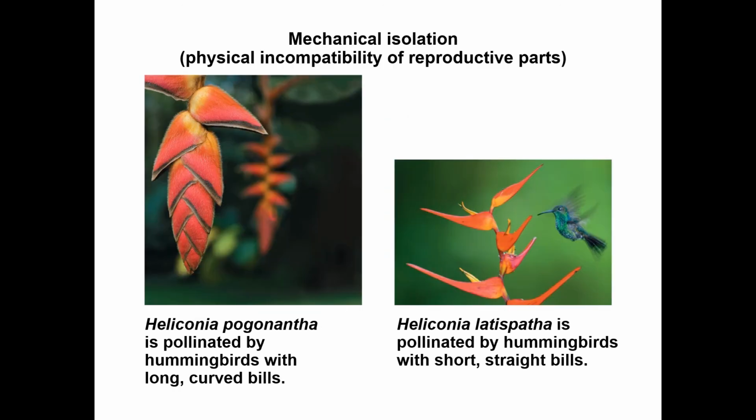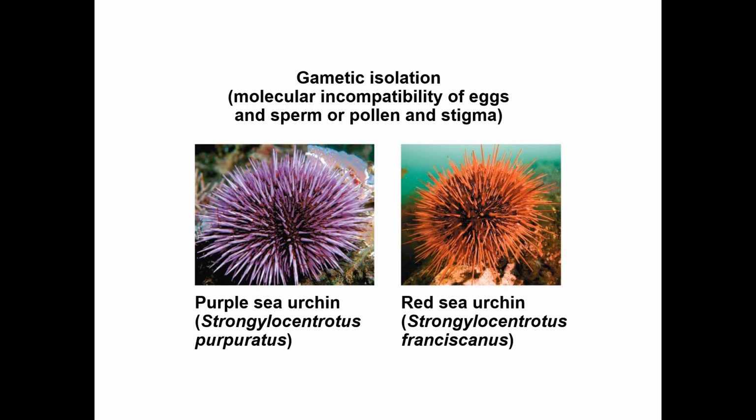This happens when, well, things just don't really fit. And let's say we get all the way down to the end. We live in the same place, we're ready at the same time, we like the same things, and everything fits fine. But things just don't work out. That can be gametic isolation. This is when there's an incompatibility between eggs and sperm.